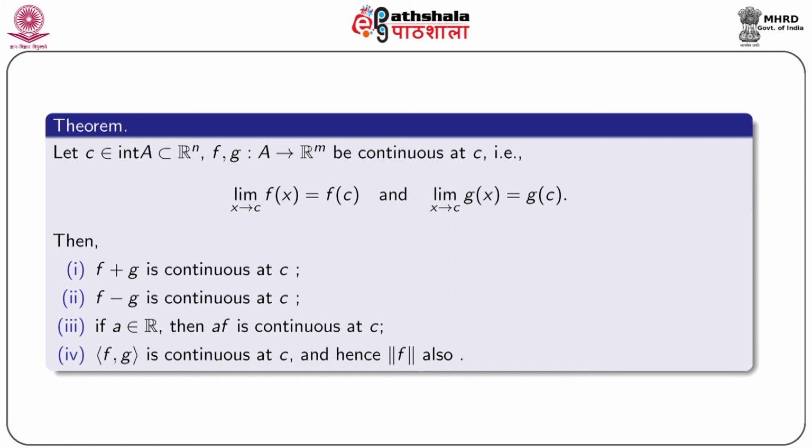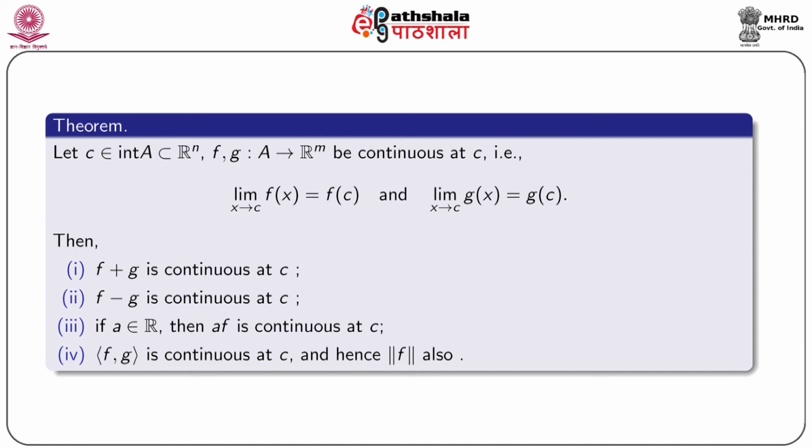Theorem. Let A be a subset of Rn, c is an interior point of the set A, and f, g are two vector fields defined on the set A which are continuous at the point c. That is, limit of f(x) and limit of g(x) as x tends to c exist and equal f(c) and g(c) respectively.